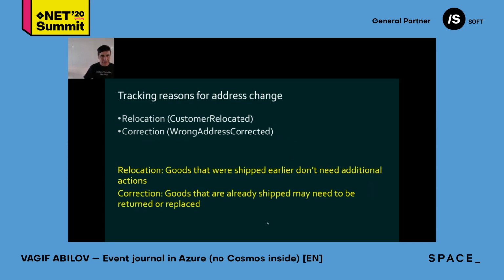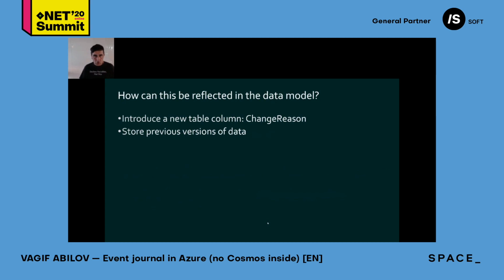Of handling these events. So in the case of relocation, it's a sort of normal situation where if goods were shipped to the former, to the previous address, we don't need additional actions because the customer got a new address. Okay, from now on, all new goods will be shipped to the new address. But in case of correction, if there were some goods shipped to the incorrect address, they may need to be returned or replaced. So these are quite different decisions that should be made if we found out that the address is corrected. So then it needs to be reflected in some way in the data model.